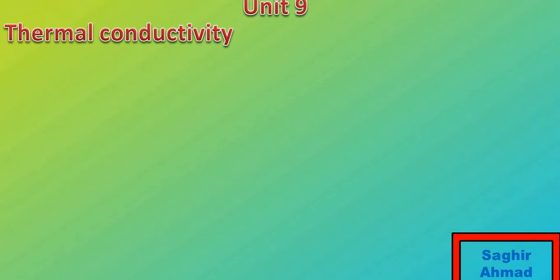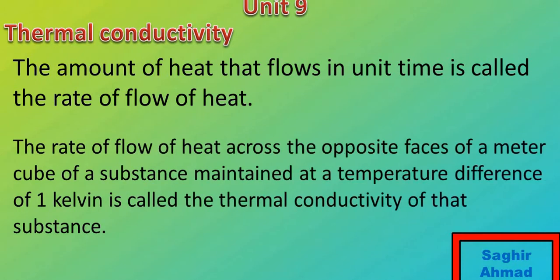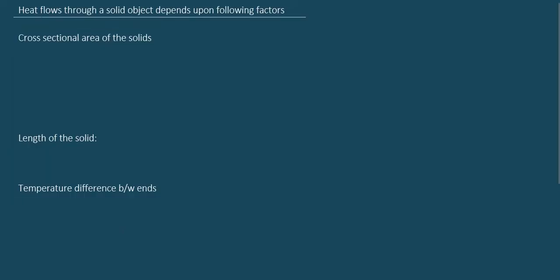First of all, in thermal conductivity we need to understand what is rate of flow of heat. So first of all, we define rate of flow of heat. The amount of heat that flows in unit time is called the rate of flow of heat. Now we define thermal conductivity. The rate of flow of heat across the opposite faces of a metal cube of a substance maintained at a temperature difference of 1 Kelvin is called the thermal conductivity of that substance. The rate at which heat flows through a solid object depends upon the following factors.